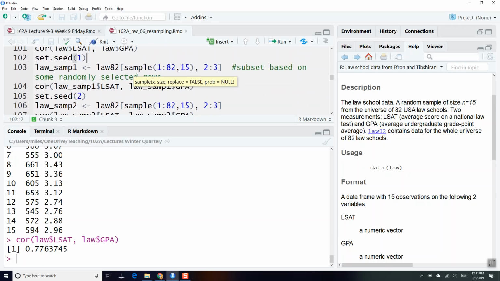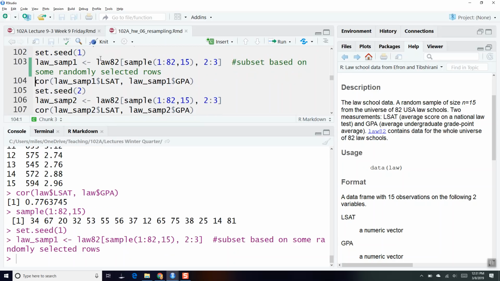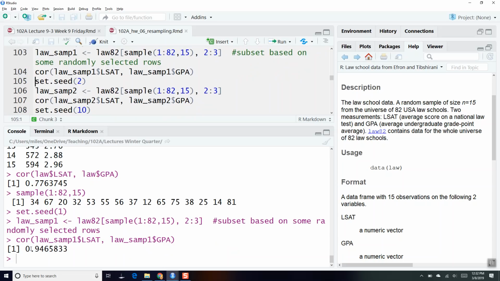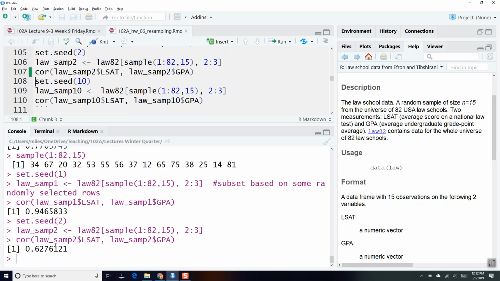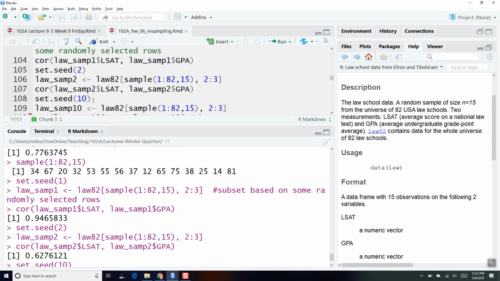Over here, what I've done, which is similar to what bootstrap does, is sample 15 rows from the 82, randomly sampling 15 without replacement to generate a different sample. Using different seeds, we can see that if I selected 15 different schools, the correlation can be quite different. Here I get a correlation of 0.95. This is just by random chance of selecting from the 82. I selected 15 new ones, and I'm getting something different. Here, if I select 15 different ones, I get a correlation of only 0.63. If I select 15 other ones, something happened.